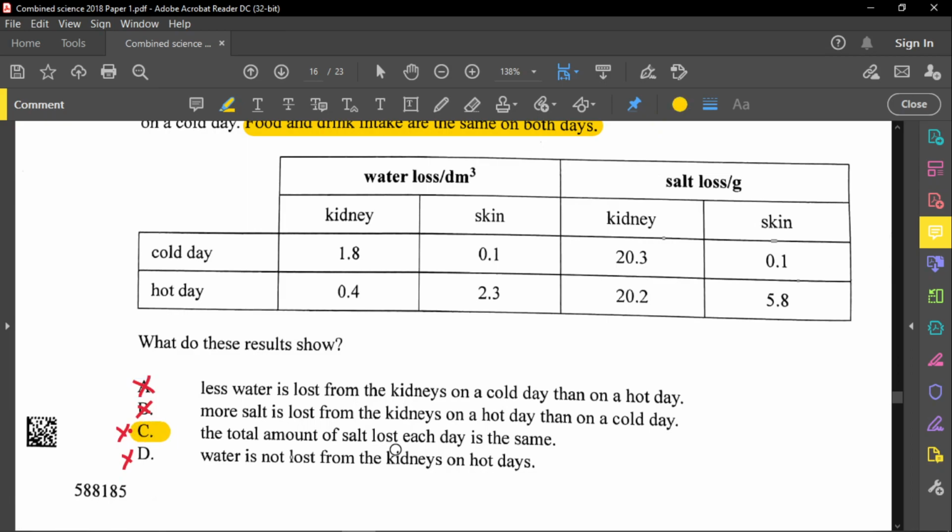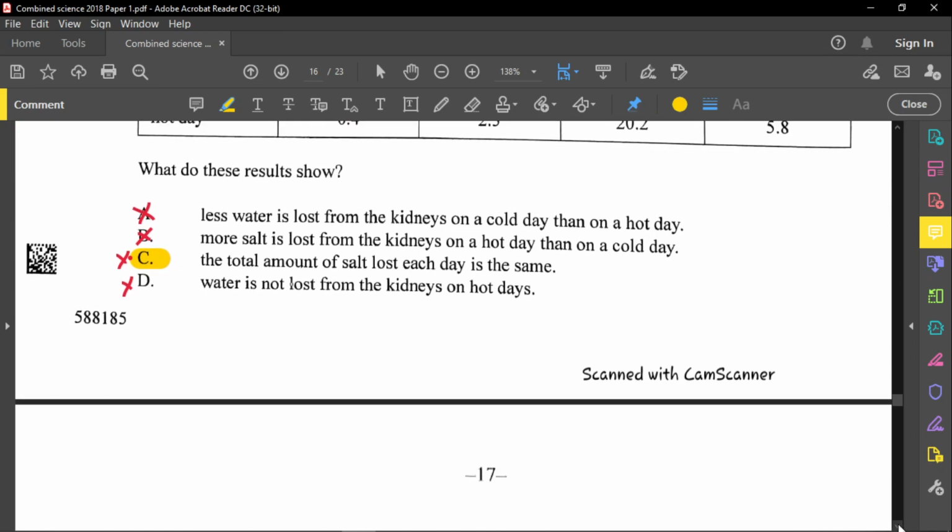The difference is that on one day you lose water and salt through sweating more, versus urination. That's the only difference. The difference is how you lose it, but not the amount that you lost, because it will be the same. Thus it is divided between sweating and urination. So C will be the answer, but it's not correctly shown in the table at all.